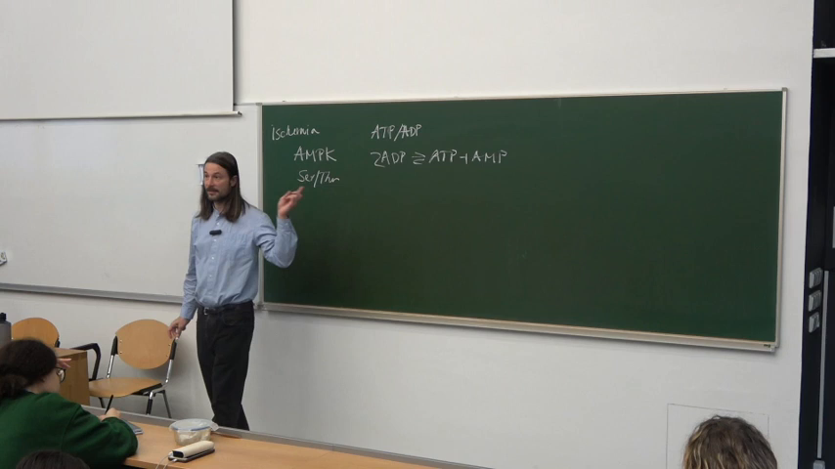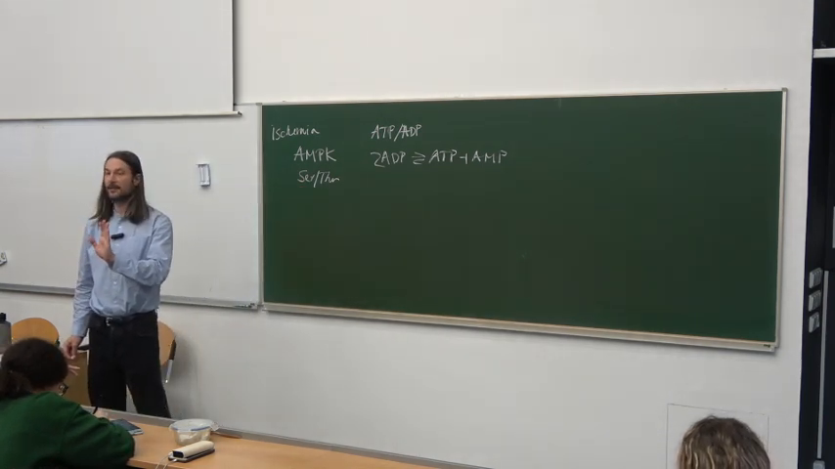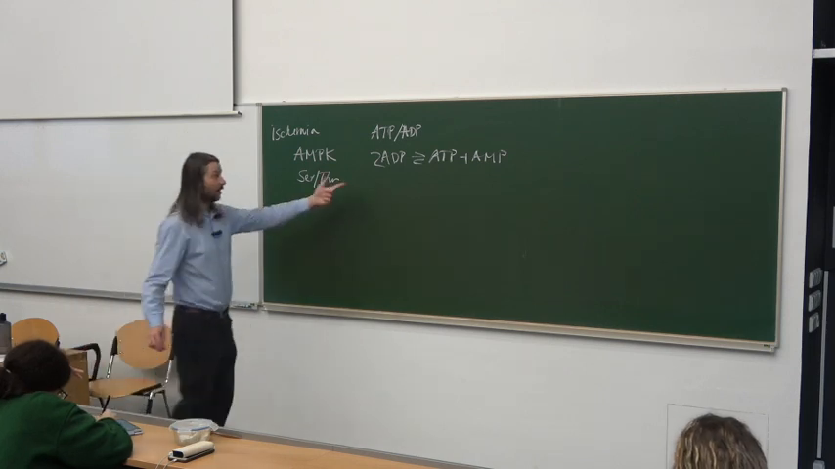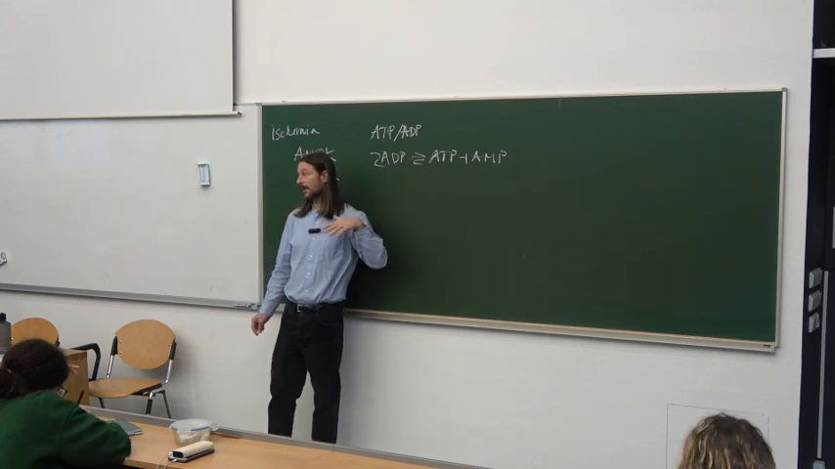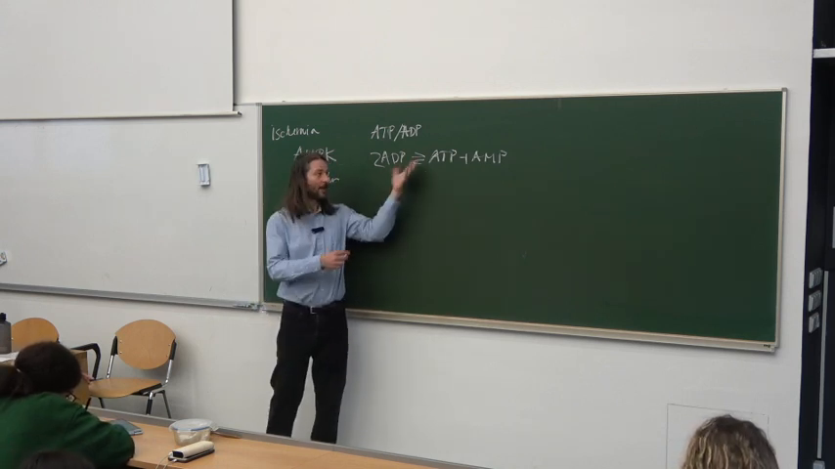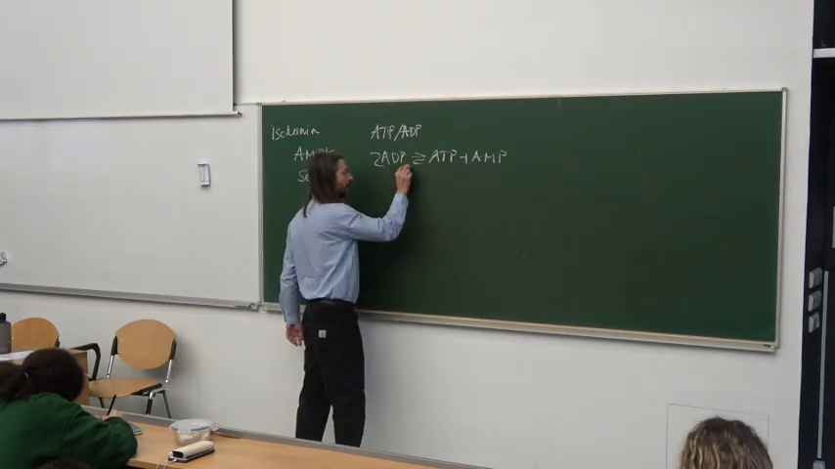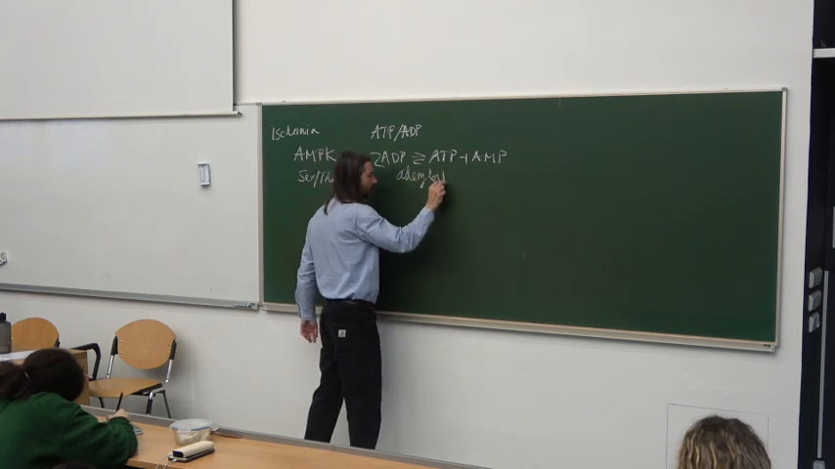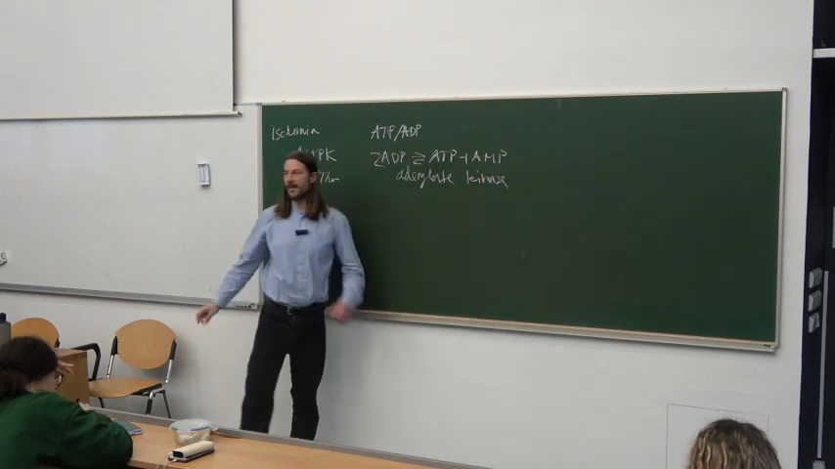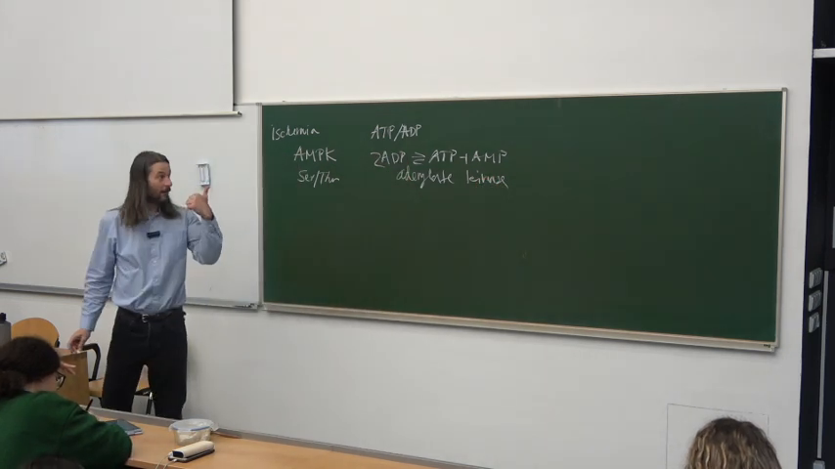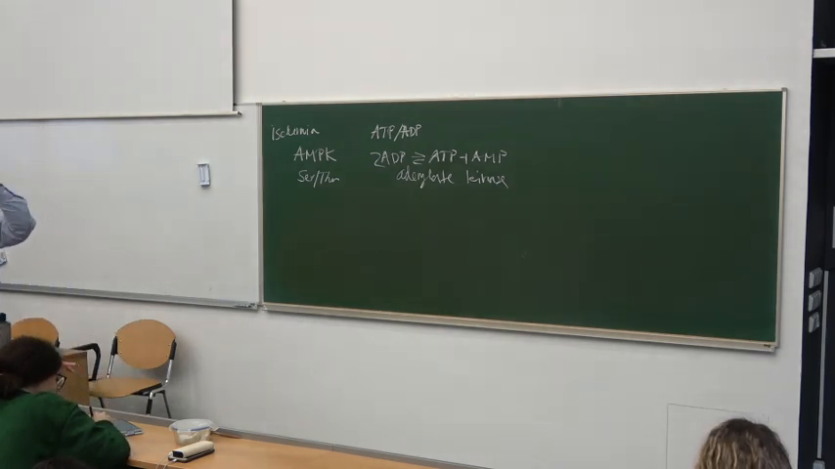And the enzyme that catalyzes this is called adenylate kinase, and it's an extremely important enzyme in our metabolism because it allows us to use a little bit more of the energy that is stored in ATP than the cell would normally be able to without this reaction. So this adenylate kinase reaction is absolutely crucial for our metabolism.